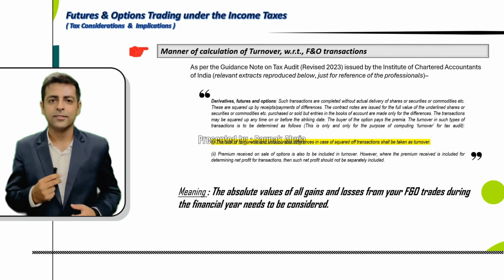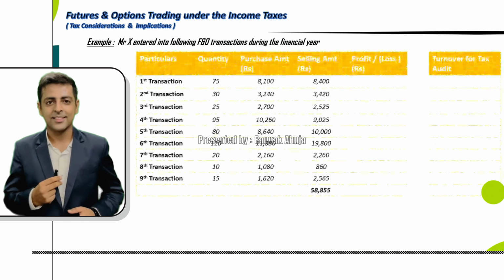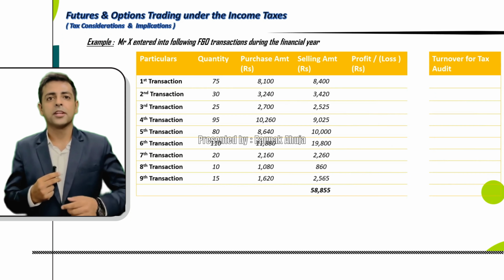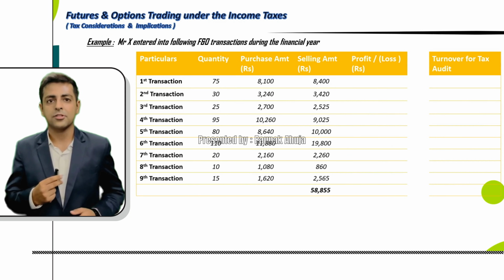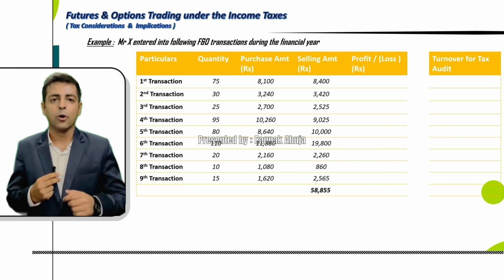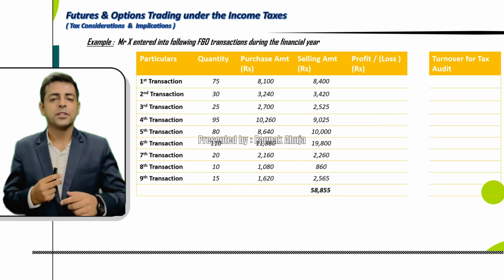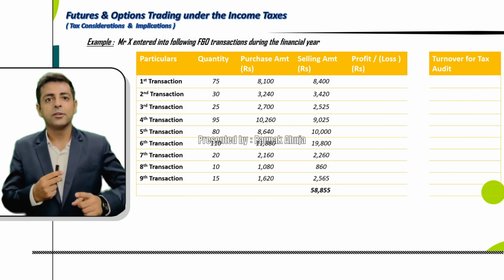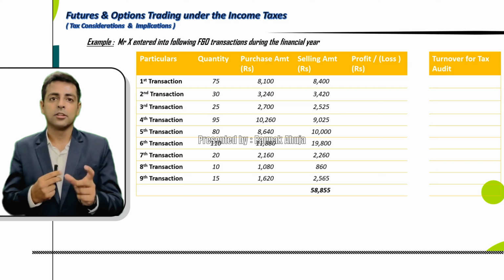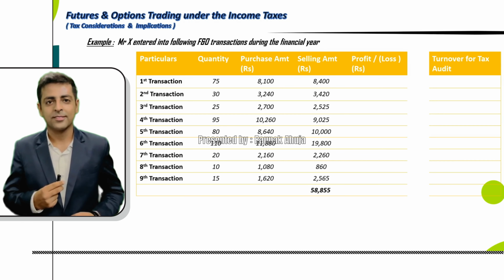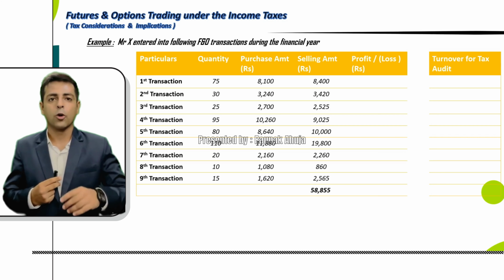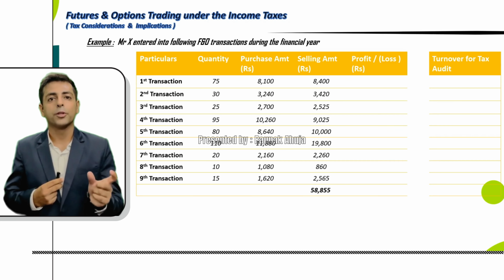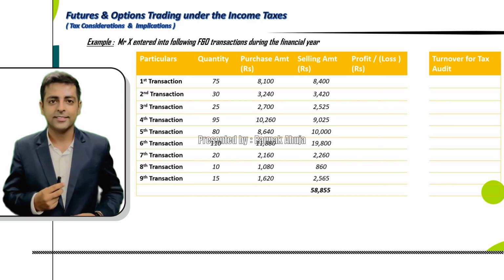Now, what does this mean? Let's try and understand this with the help of an example. Say, for example, Mr. X enters into 9 transactions of FnO trades during the financial year, as per the table below. As per the table, the first column is the quantity, the second column is the purchase amount, and the third column is the sales amount. We need to calculate the fourth column, that is the profit or loss for each trade.